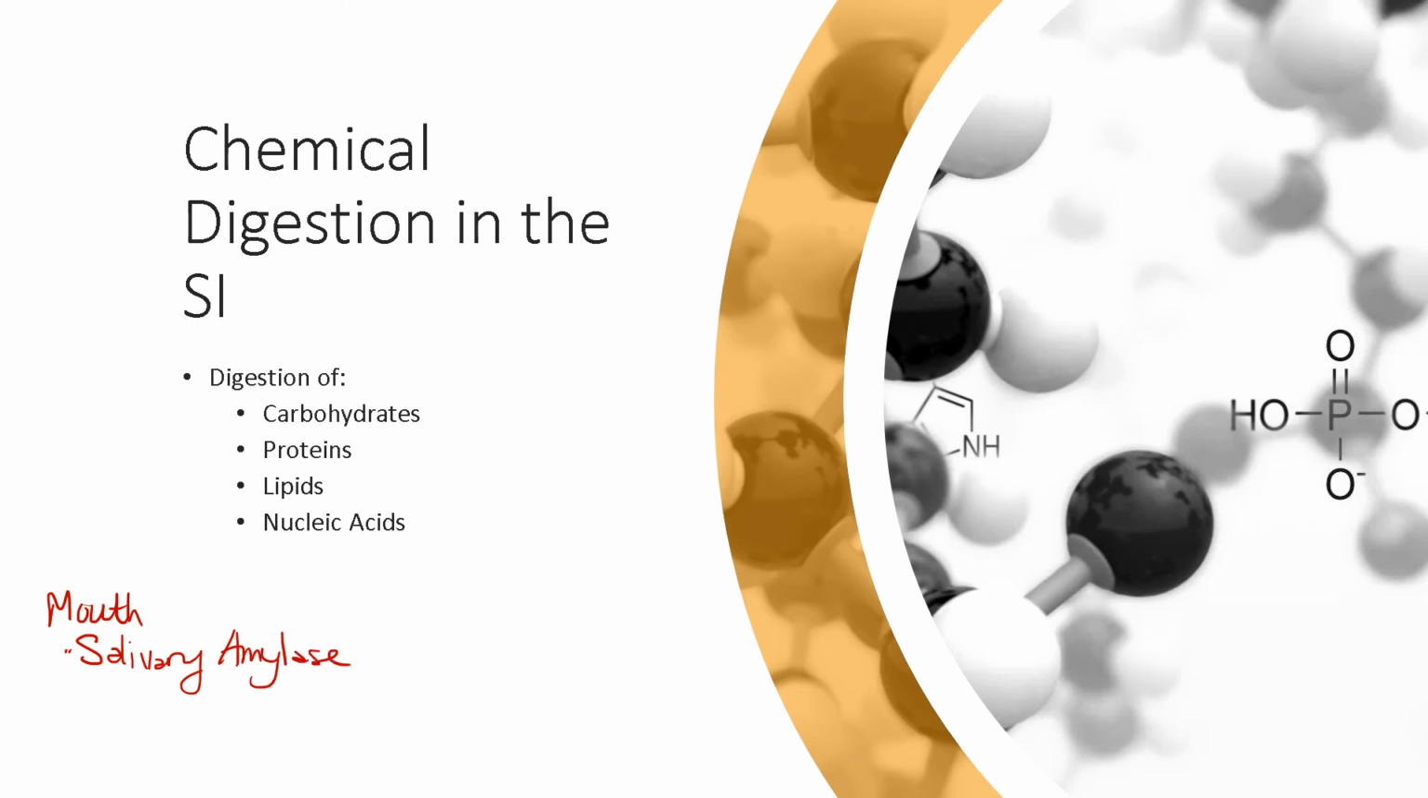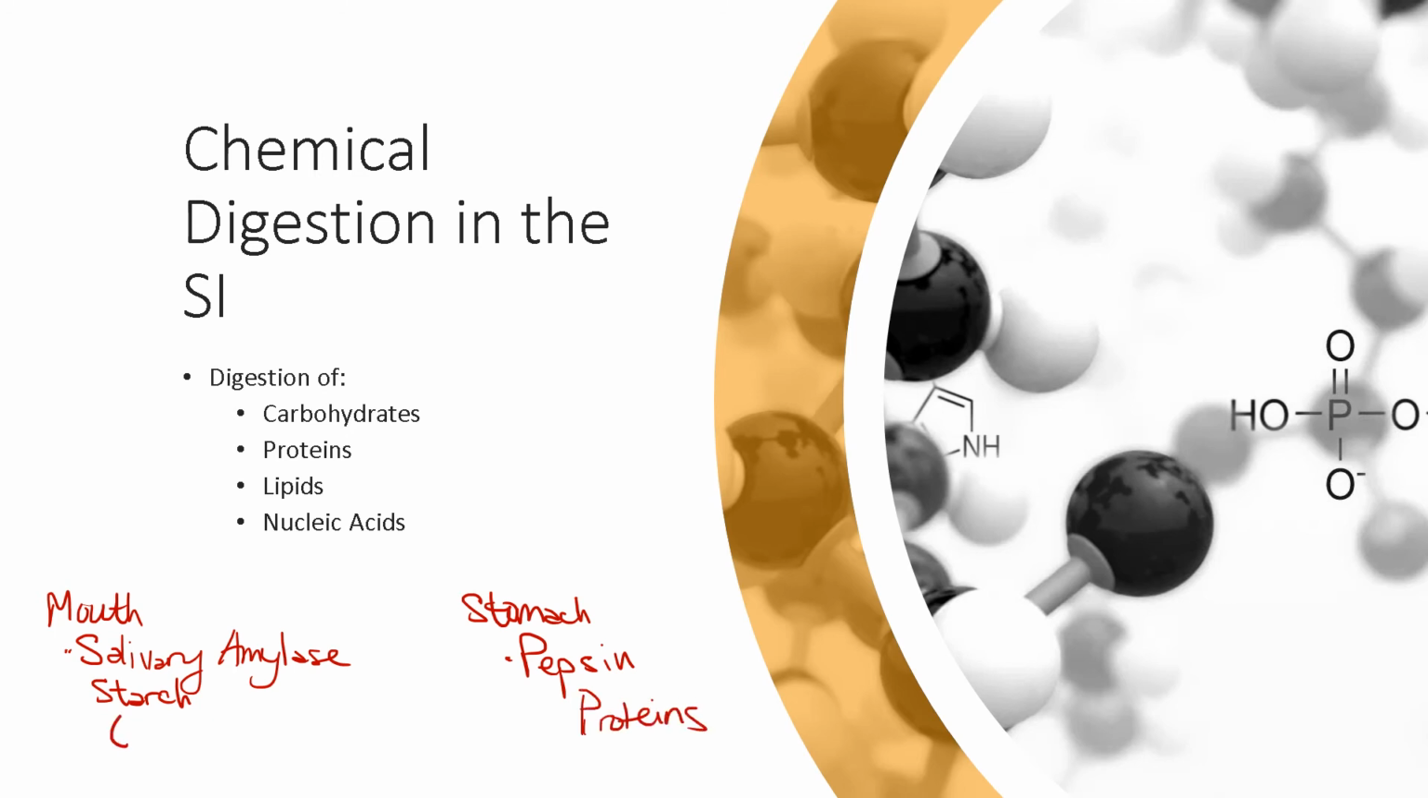So it's going to convert starches into pretty much trisaccharides or disaccharides, into small fragments of starches. Starches are carbohydrates. Then also in the stomach, we have pepsin. Pepsin converts proteins into peptides, which are small fragments of proteins.